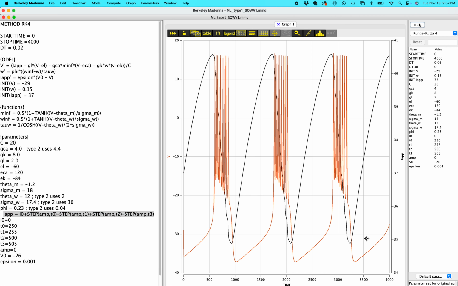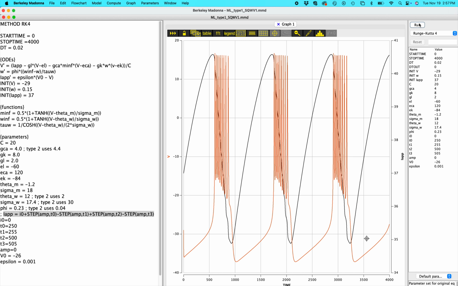And if I set this in motion, I get nice bursting. On the left-hand side is voltage in red. On the right-hand side is I applied. And you'll notice that the I applied goes from about 34 up to about 41. Now, that should be ringing a bell. Remember, that brings you from your saddle node all the way through your show for square wave bursting.